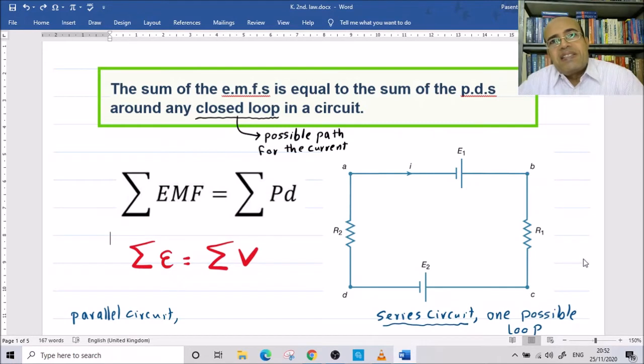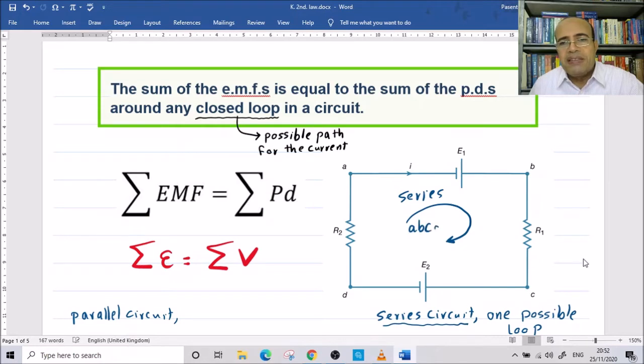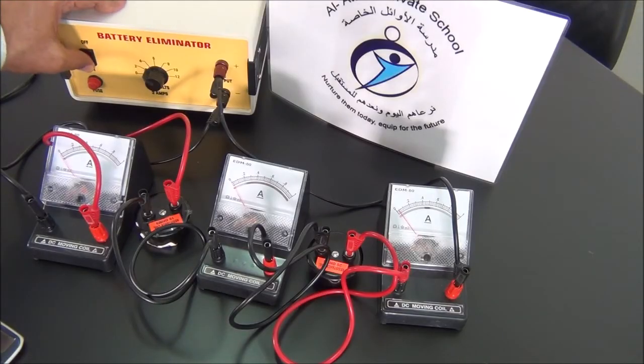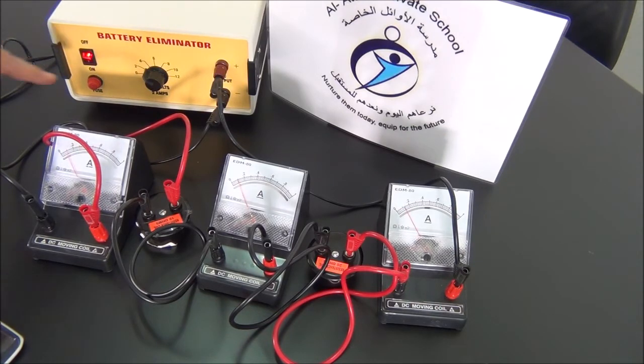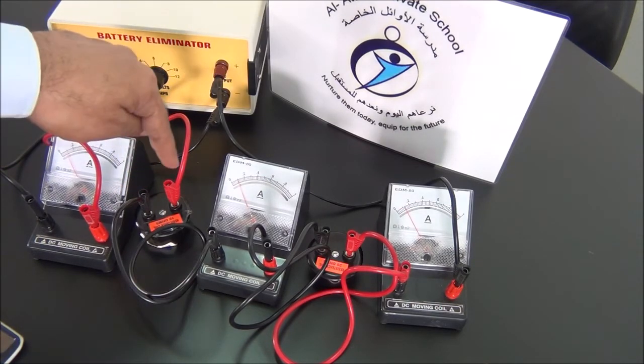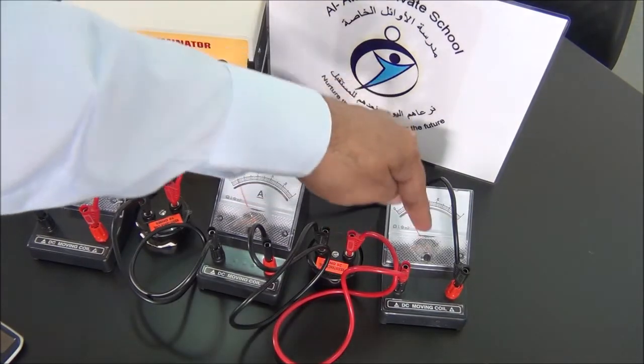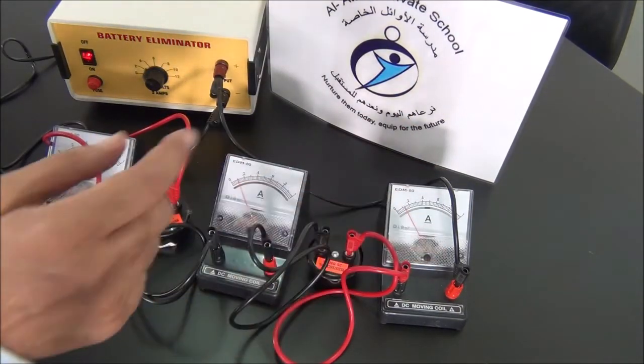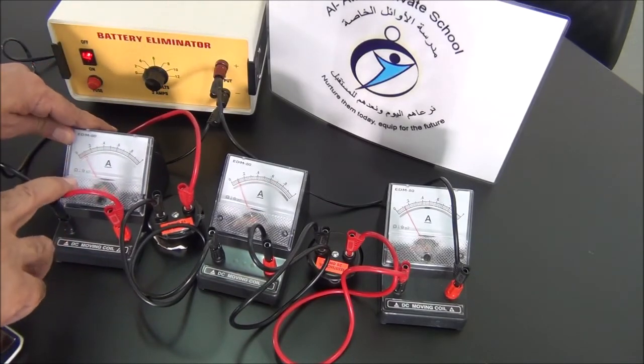In the case of a series circuit, we have one possible loop. So this is a series circuit. Here we can take the path of the current. Because it's one current, we can say it's clockwise or anti-clockwise. If we take this loop, we say the loop is A, B, C, D, A. It's one current passing through the resistor, and from the resistor to the ammeter, and so on. You can see here it is the same value of the current.